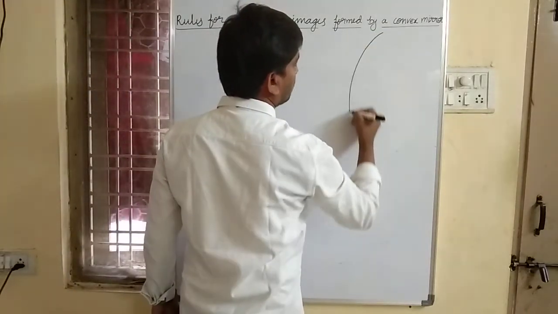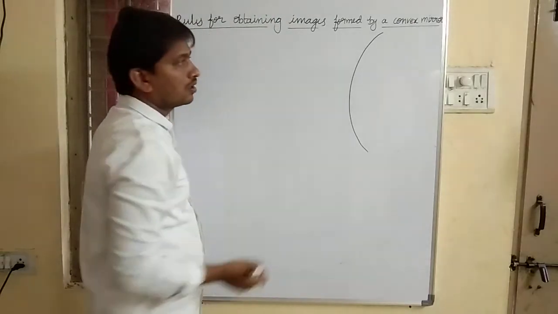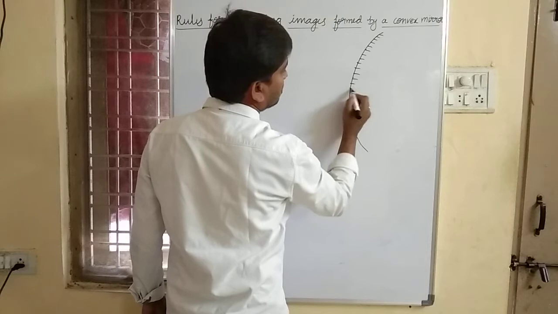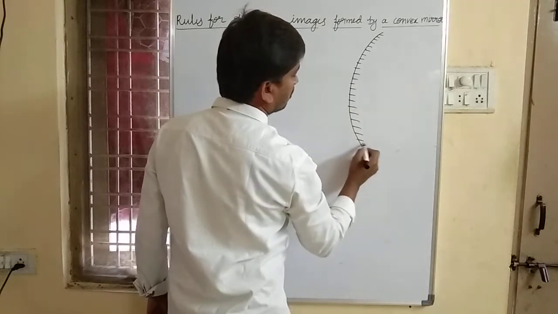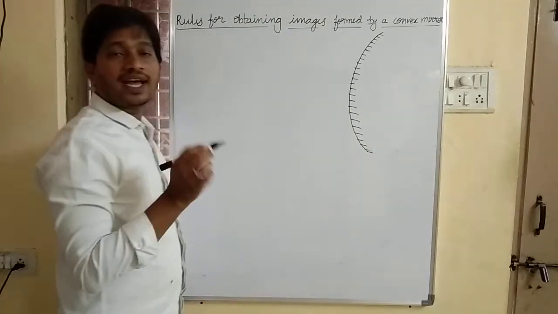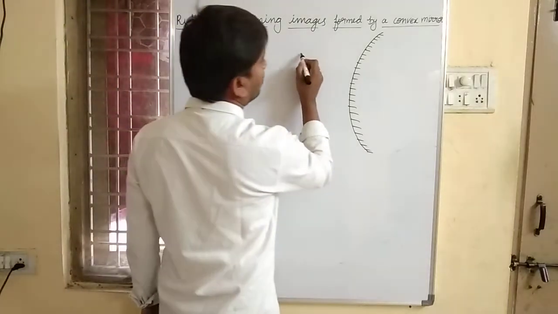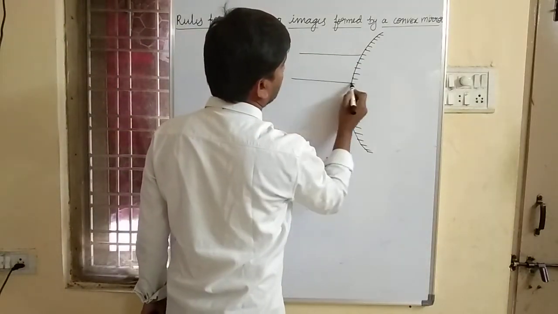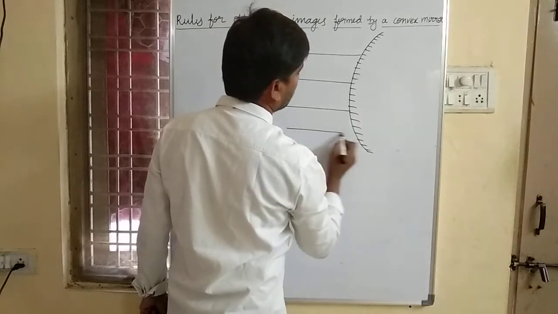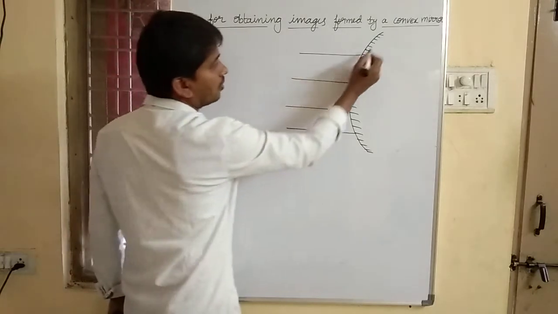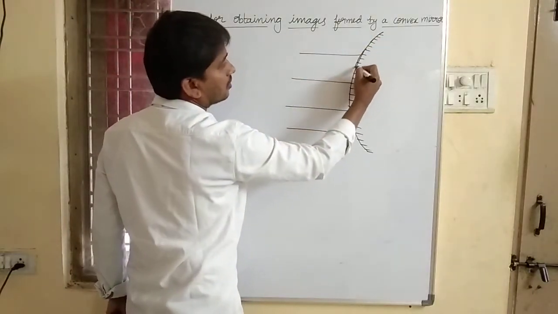This is our convex mirror. A convex mirror is a spherical mirror. Reflection of light takes place at the convex surface, I mean the bulging out surface. Rays will fall outside the surface.